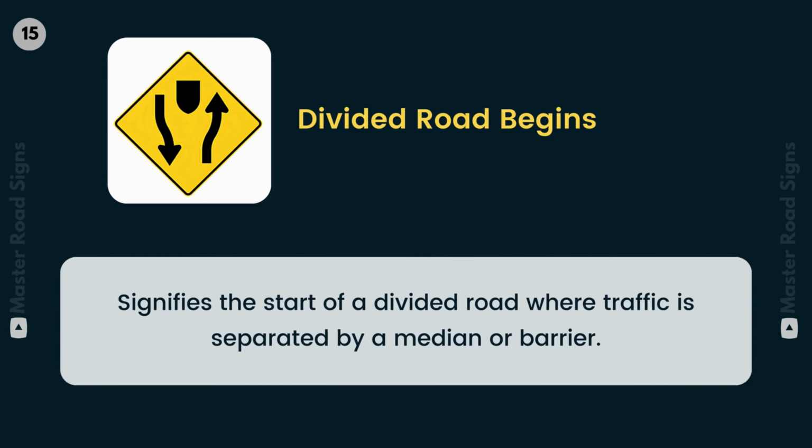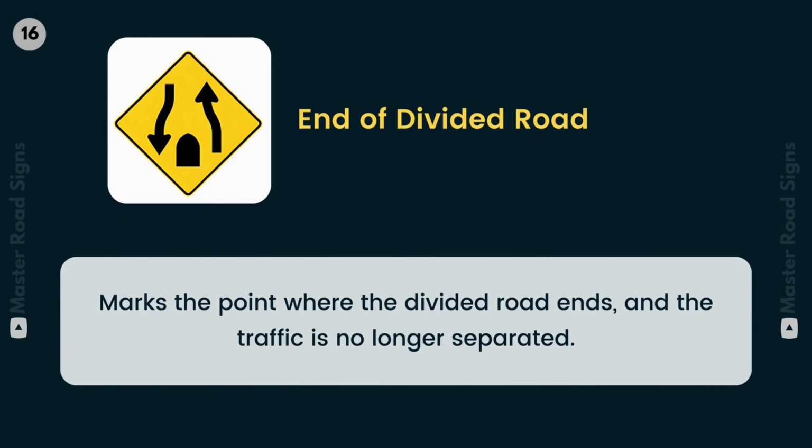Divided road begin sign. Signifies the start of a divided road where traffic is separated by a median or barrier. End of divided road sign. Marks the point where the divided road ends and the traffic is no longer separated.